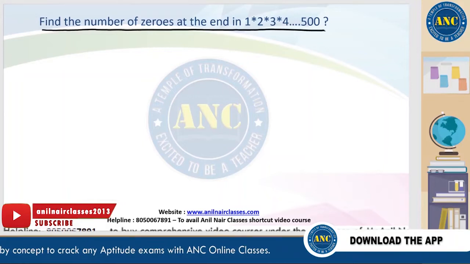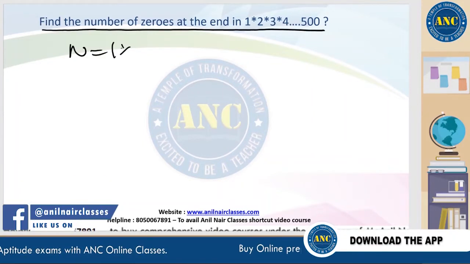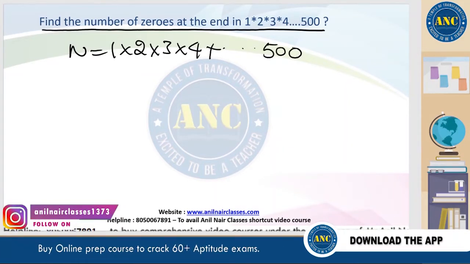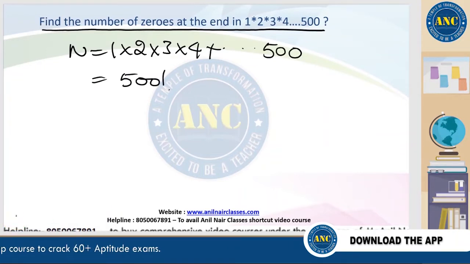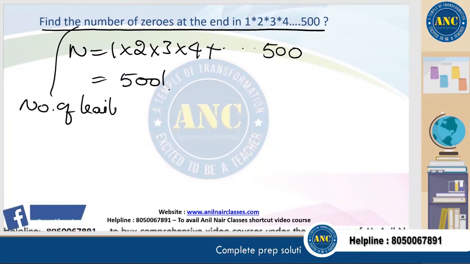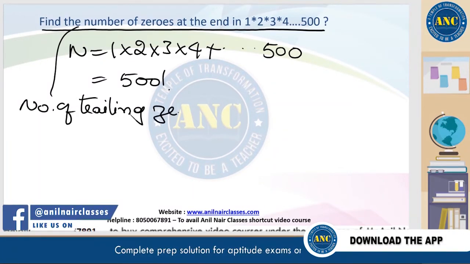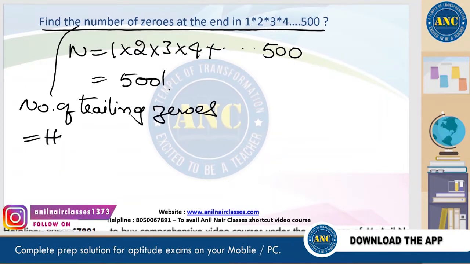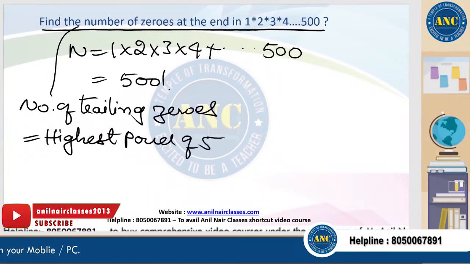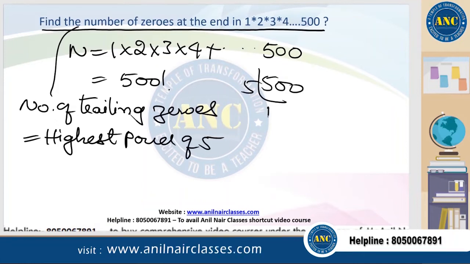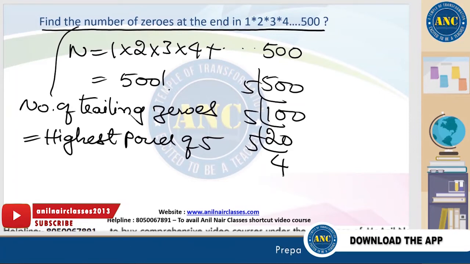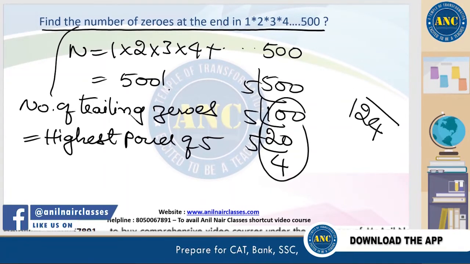Find the number of zeros at the end in N, which is nothing but 1 into 2 into 3 into 4 and so on up to 500, which is nothing but 500 factorial. In 500 factorial, the number of trailing zeros, only in factorials, is nothing but the highest power of 5. So the answer is nothing but 500 divided by 5. 5 100s are 500, 5 20s are 100, 5 4s are 20. Answer is nothing but 124.